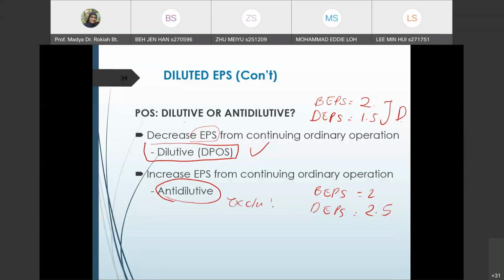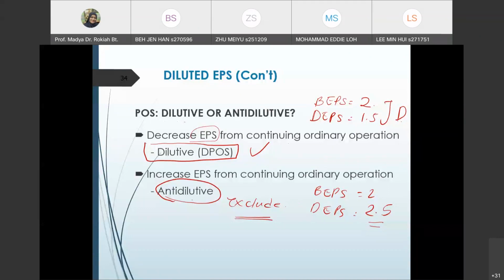Later I'm going to have an example for this one. When you calculate here, you compare between basic and diluted. If the diluted is higher than the basic, then it is considered anti-dilutive. So anti-dilutive needs to be excluded from the calculation of diluted earnings per share.